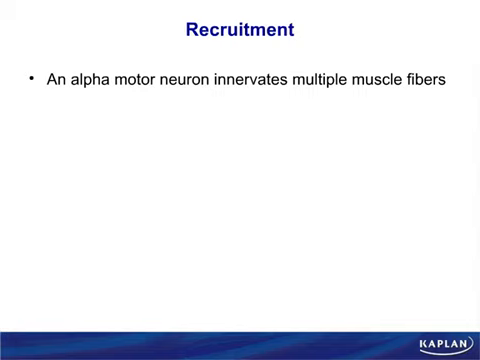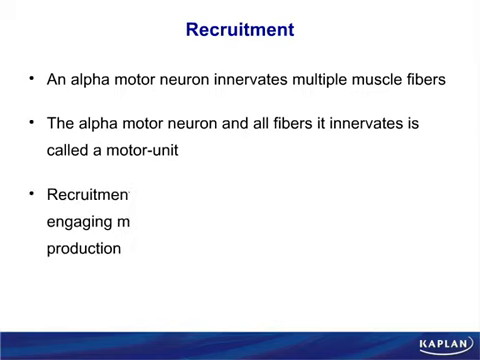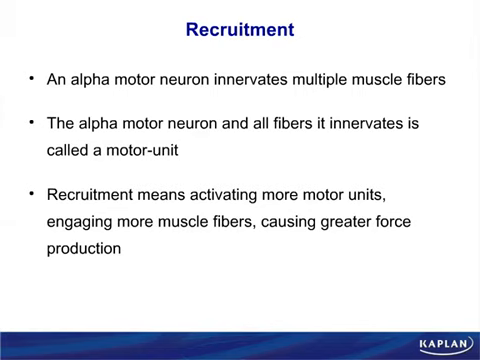Now, by definition, an alpha motor neuron innervates multiple muscle fibers. And the alpha motor neuron and all the fibers that it innervates is called a motor unit. So if I recruit more motor units, which means I just start activating more motor units, this engages more muscle fibers and in turn causes greater force production. So hopefully recruitment makes good sense. We're just bringing in more and more muscle fibers, and the more muscle fibers I engage, the greater the amount of force. So two ways to increase force in skeletal muscle: summation and recruitment.